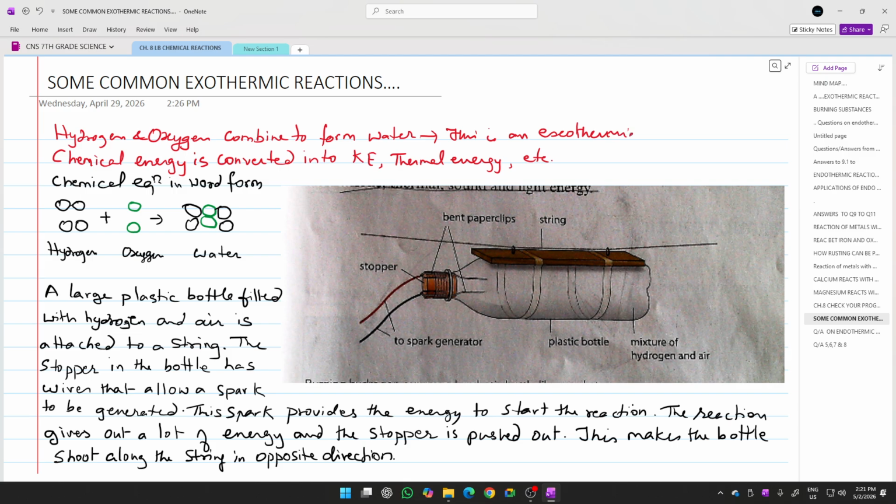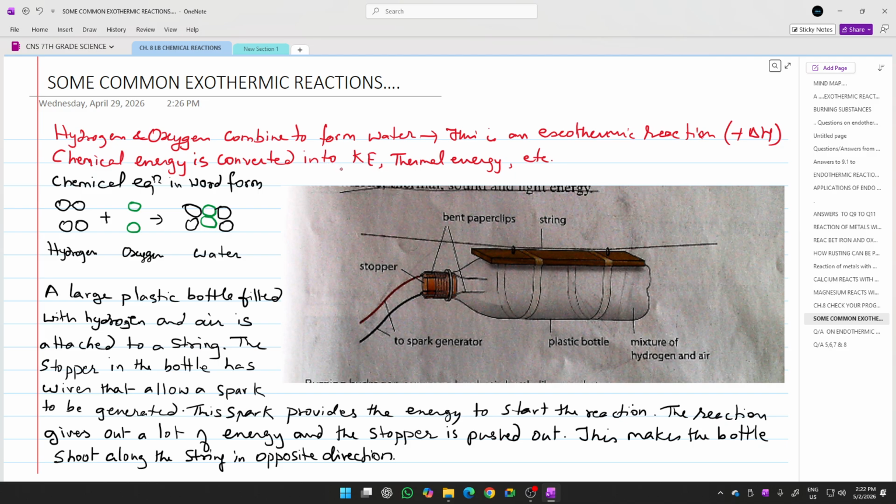So the heat is going to be given out, plus delta H. Chemical energy is converted. When this reaction takes place between hydrogen and oxygen, when you burn hydrogen, there's a pop sound, a kind of small explosion also taking place, and heat energy is given out because it's an exothermic reaction.